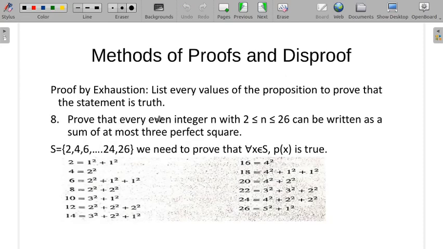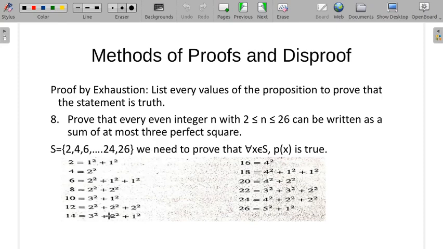Next one is a proof by exhaustion. That means you list every possibility to prove that a statement is true. Okay, so prove that every even integer n between 2 and 26 can be written as a sum of at most 3 perfect squares. So we have a number, you can write it as 1 perfect square, or a sum of 2 perfect squares, or a sum of 3 perfect squares. At most a sum of 3 perfect squares, 2 to 26.